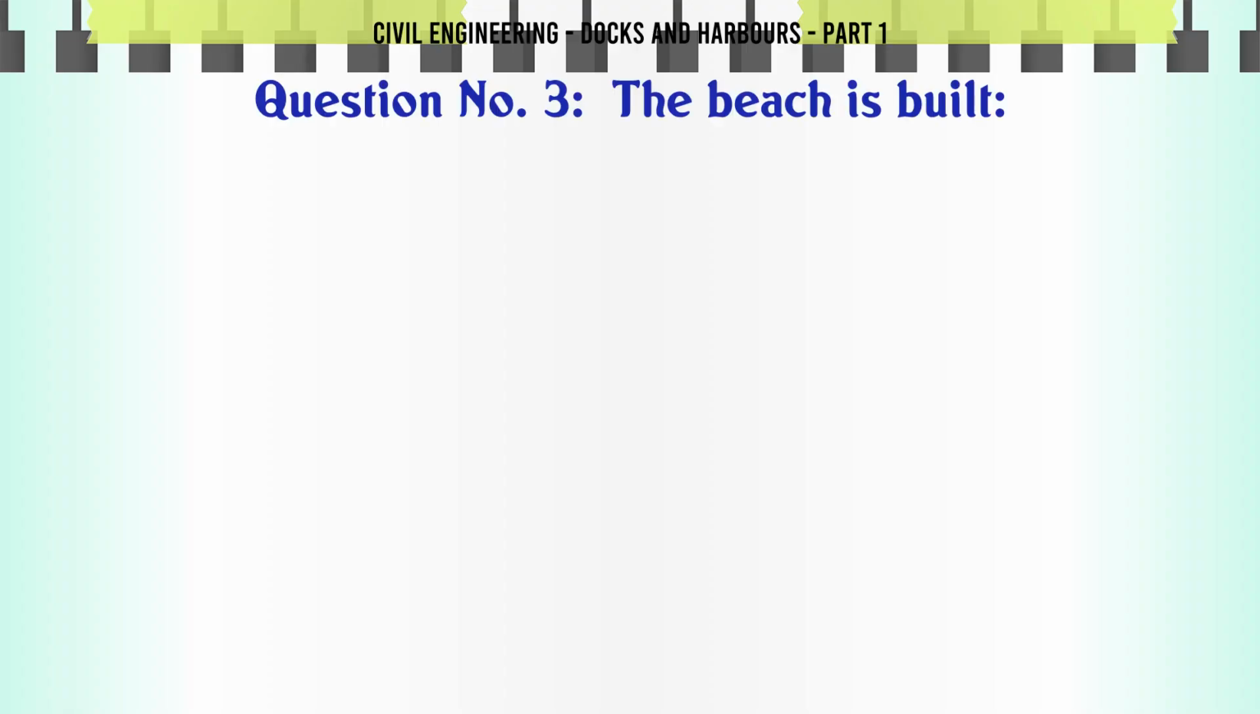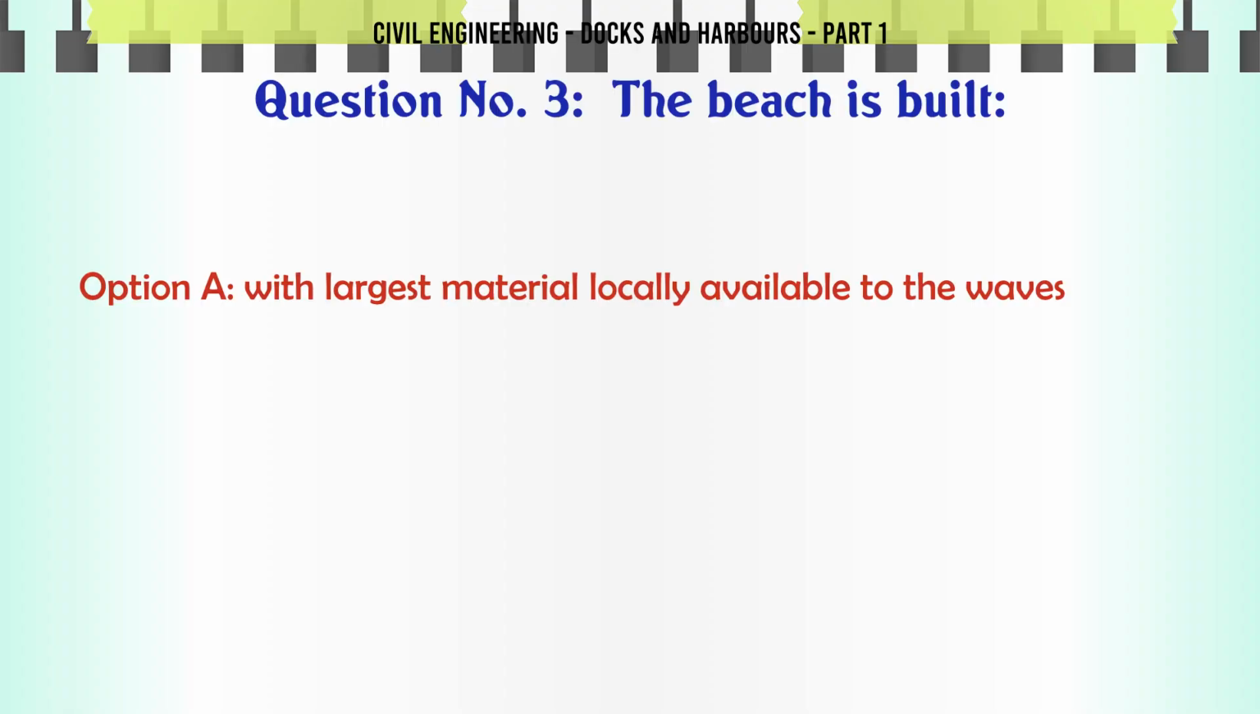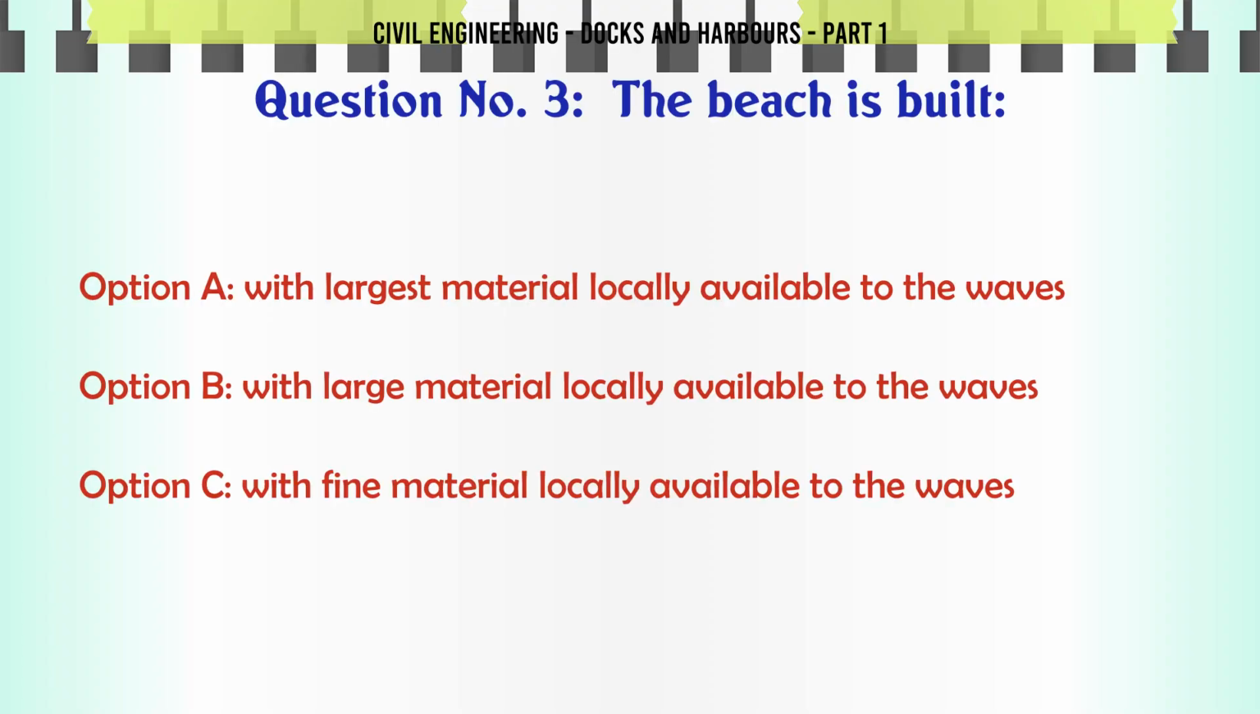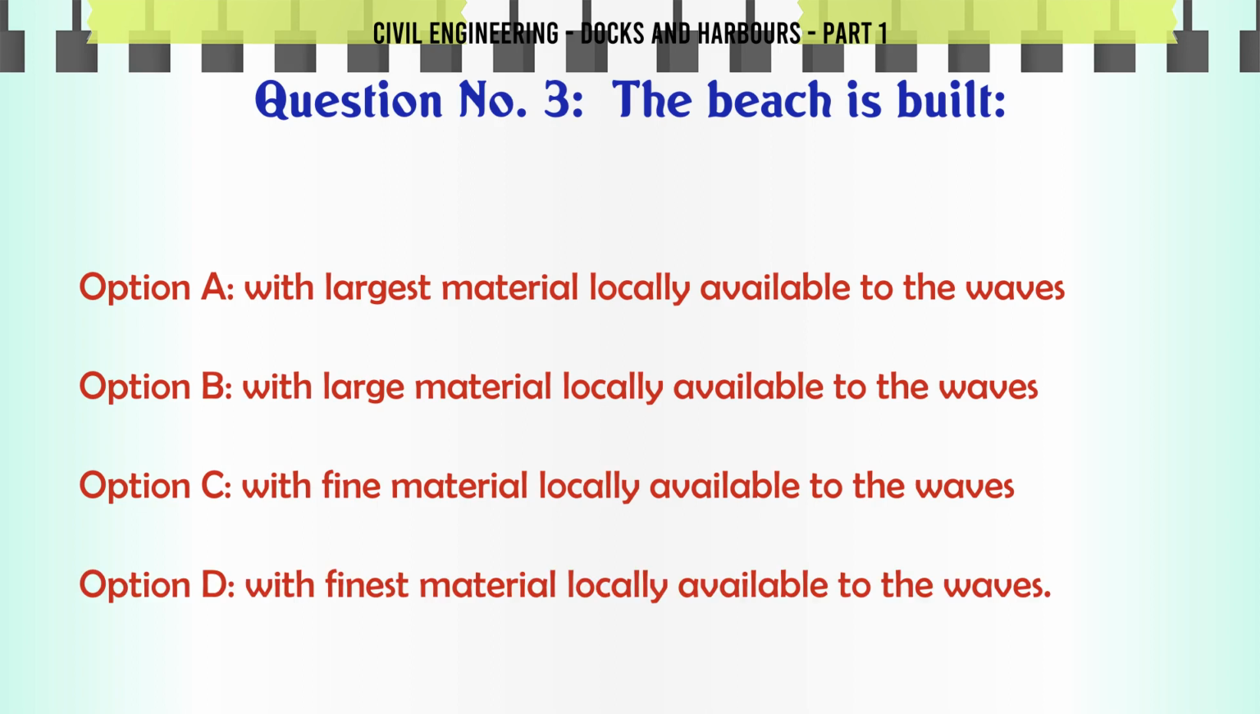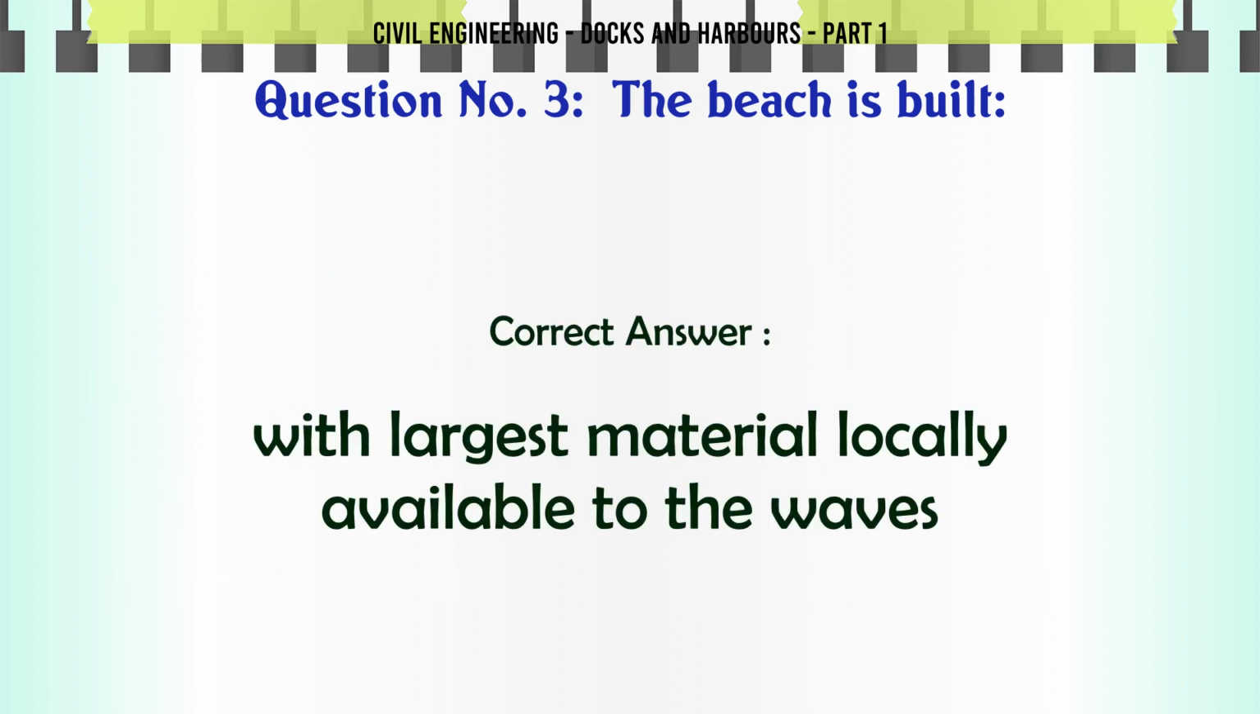The beach is built: A. With largest material locally available to the waves. B. With large material locally available to the waves. C. With fine material locally available to the waves. D. With finest material locally available to the waves. The correct answer is with largest material locally available to the waves.